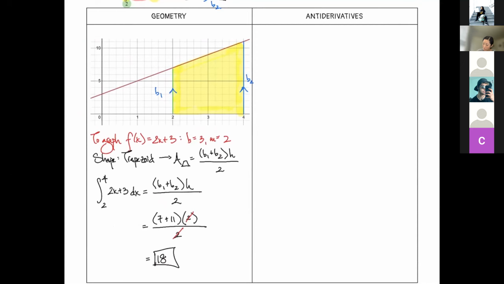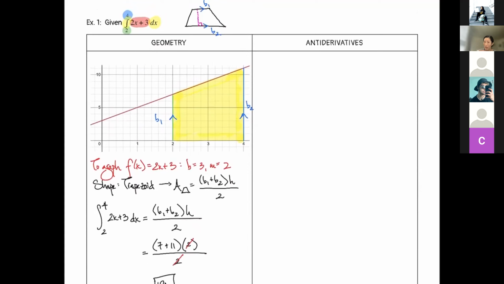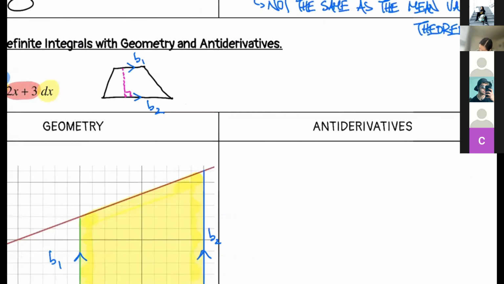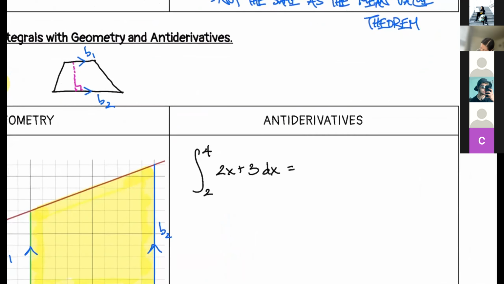All right. But let's go back to this equation and say, well, what if we didn't have a diagram? Okay. What if we did not have a diagram? So let's take the equation, the integral from 2 to 4 of 2x plus 3 dx. Okay. And what we're going to do is, you don't need to do this part, but for some of us, it might be helpful. 2x to the first power plus 3x to the 0 power dx.